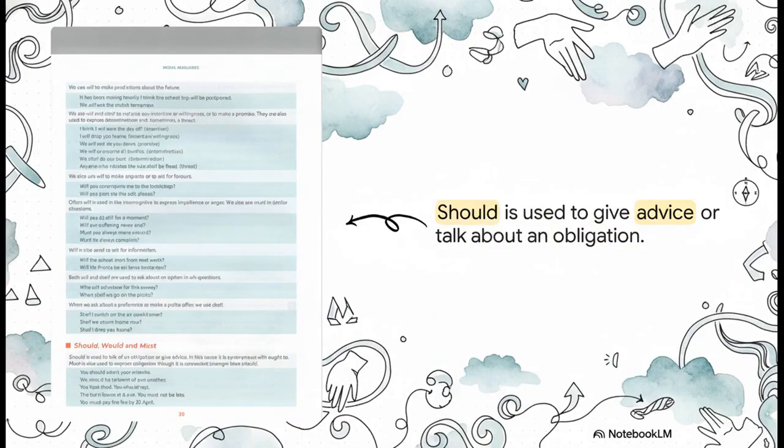Now, if you're giving someone advice, should is your best friend. It's the perfect word for that. When you say you should admit your mistake, you're not ordering them around, but you're giving them some pretty strong guidance about what the right thing to do is.